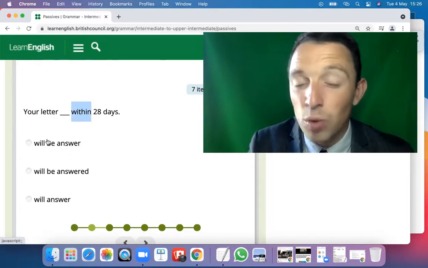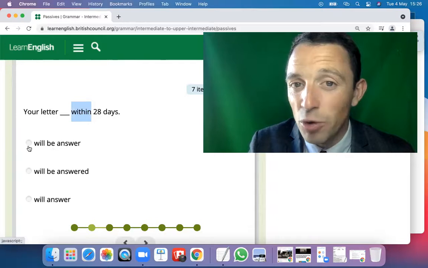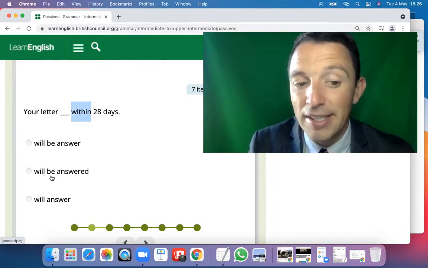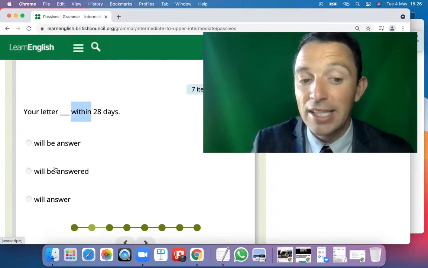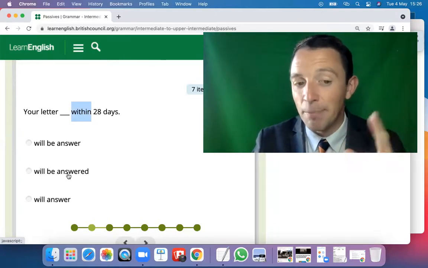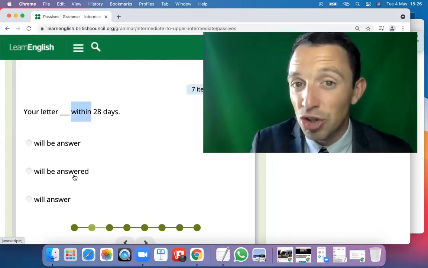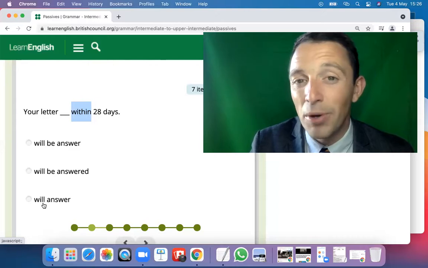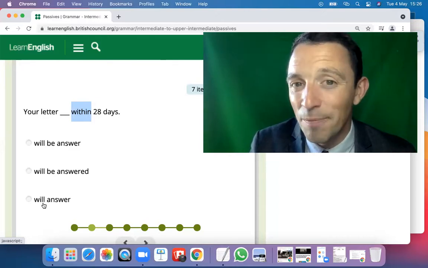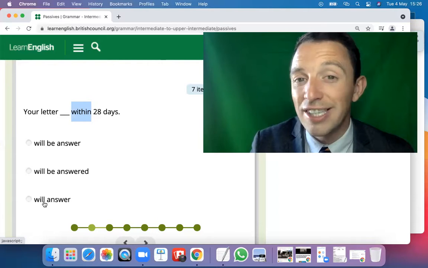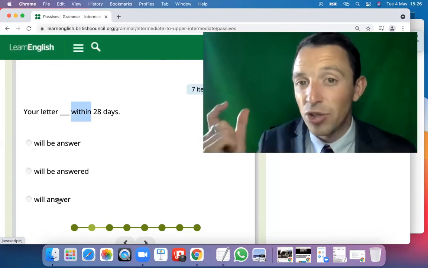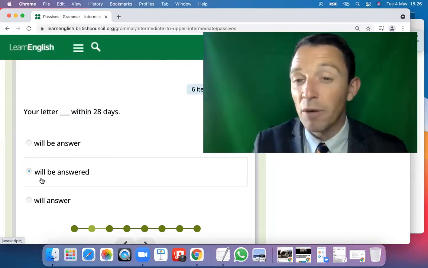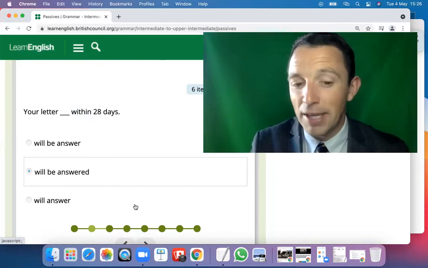This is a possibility because we have the auxiliary verb to be in the future, but answer is not the participle. So this is definitely not the passive. The second possibility, will be answered, is a real possibility because it's the verb to be in the future simple plus the participle. So that's definitely a strong candidate. And the third example is will answer. So this is the verb to be, but it's the future simple of the verb to answer. Okay, so it's not the verb to be. It's simply the verb to answer in the future simple. And for this reason, the correct answer, I think, is the second one, because we have the verb to be in the auxiliary plus the participle.